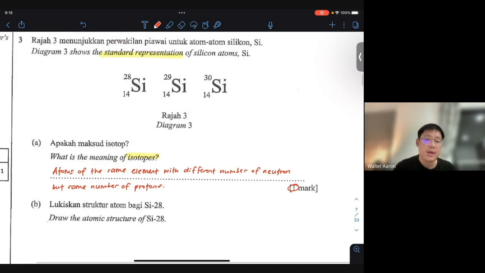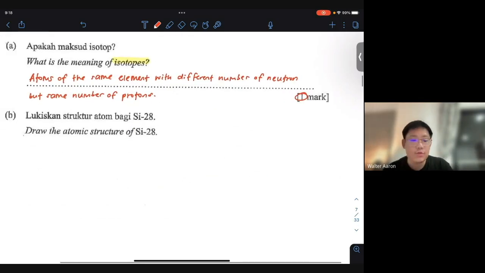So as I was saying, you can actually change the different number of neutrons to different nucleon number also. That is also accepted as an answer technically. So you don't have to necessarily just use number of neutrons. You can also use nucleon number. And then they ask you to draw the atomic structure of silicon-28.